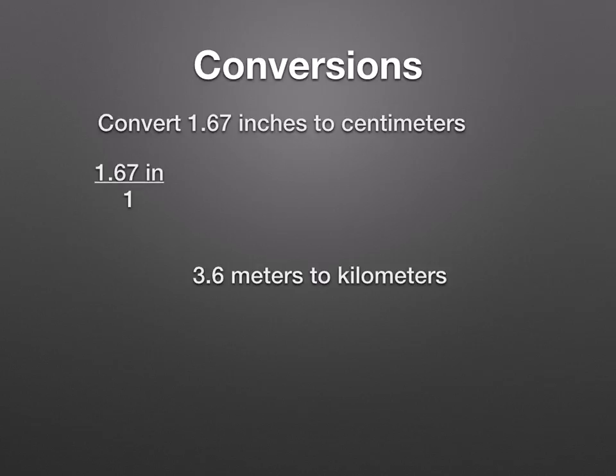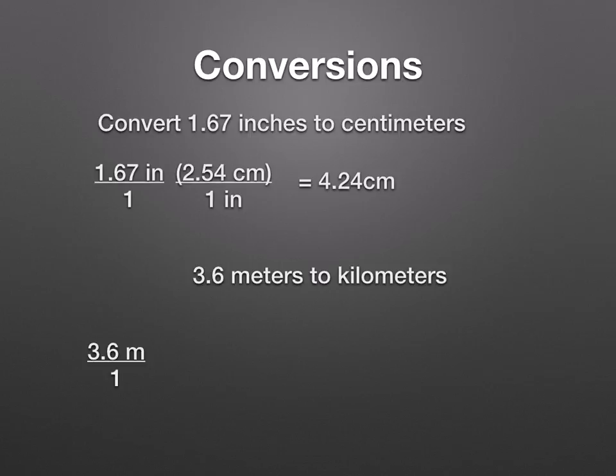Conversions. So let's convert 1.67 inches to centimeters. First, I start with my quantity, 1.67 inches. I place it over 1. I call the 1 a safety net. It's just to help line it up so you know what needs to be multiplied and what needs to be divided. My conversion factor between the two is 1 inch equals 2.54 centimeters. So I'm going to put that next in parentheses. The inches will now cancel out because there's 1 on top and 1 on bottom. So now I'll do 1.67 times 2.54 divided by 1. And I'll get 4.24 centimeters.